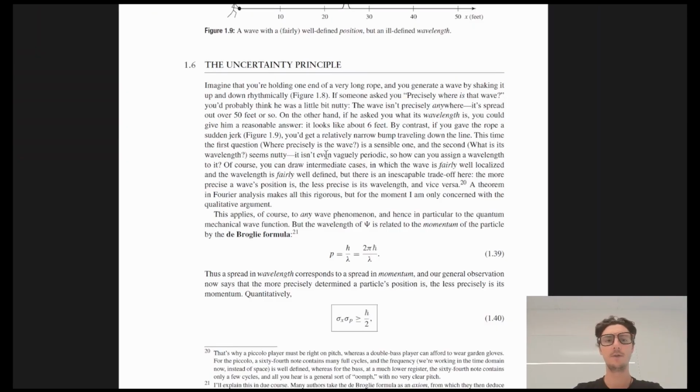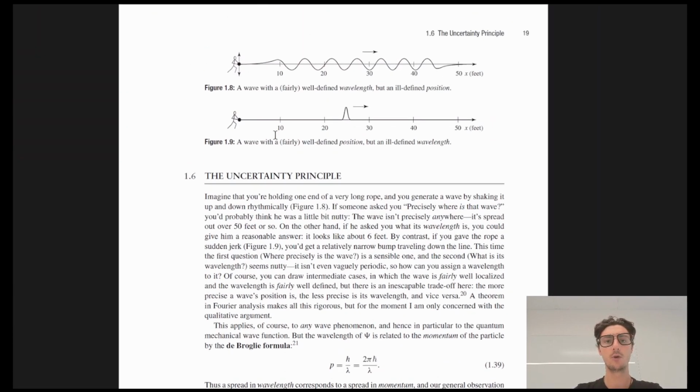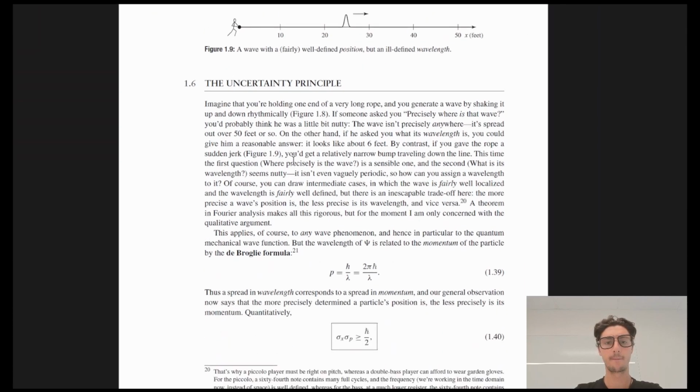By contrast, if you give the rope a sudden jerk, figure 1.9, you'd get a relatively narrow bump traveling down the line. This time the first question, where precisely is the wave, is a sensible one, and the second, what is the wavelength, seems nutty. It isn't even vaguely periodic, so how could you assign a wavelength to it?